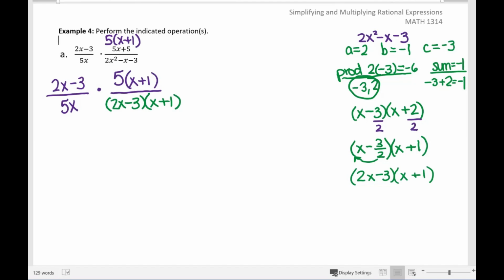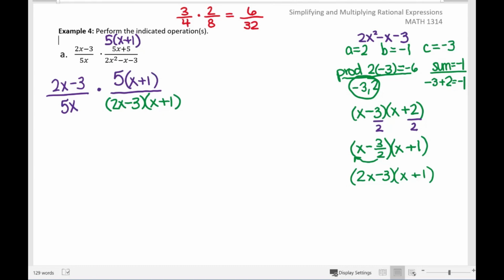And now we can start simplifying. Remember when you're multiplying fractions, so side note, if you had 3/4 times 2/8, you would multiply straight across. 3 times 2 gets us 6. 4 times 8 is 32. And then you would reduce. They also taught you that you could reduce the 2 and the 4. That's what we're going to do here.